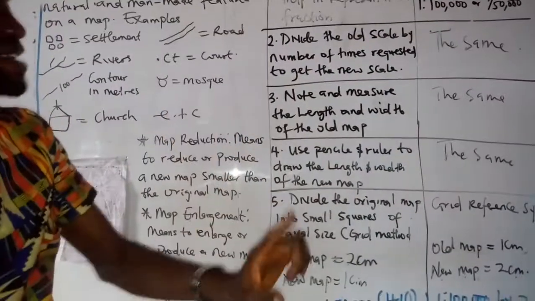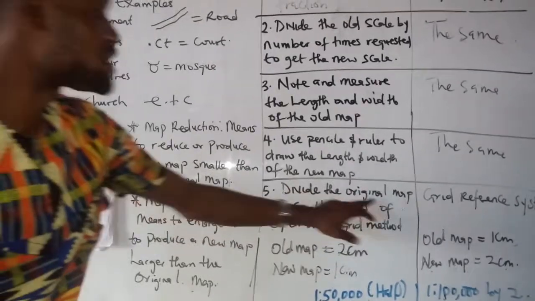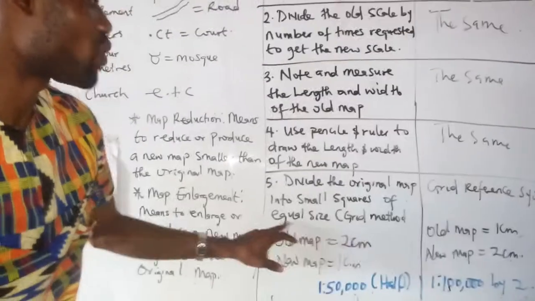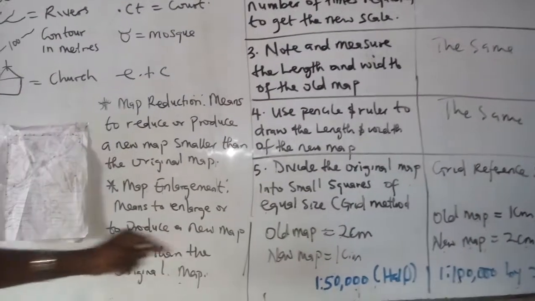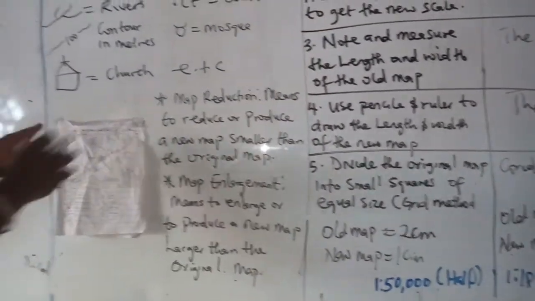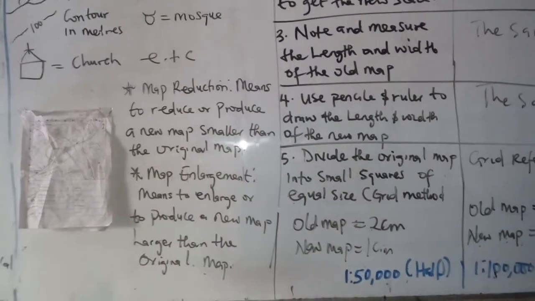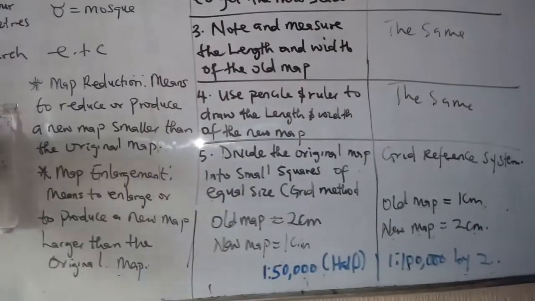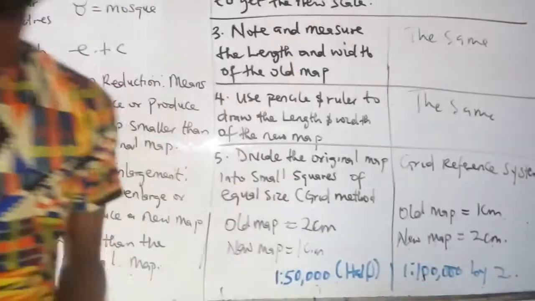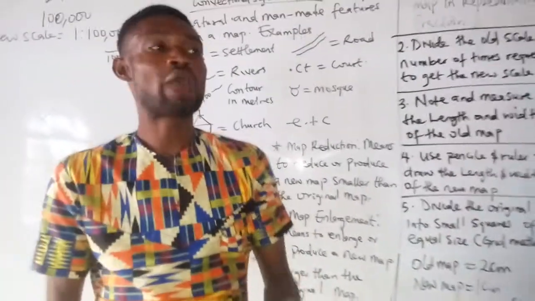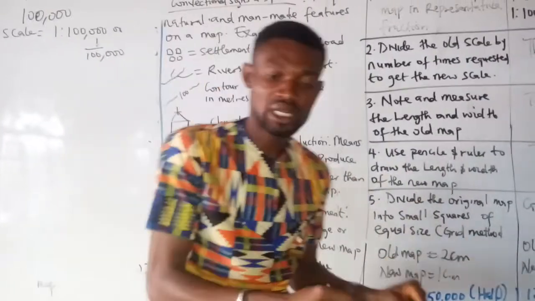Now where they have differences is step number 5, which says divide the original map into small squares of equal size. We call this grid reference. So next time when we are working on this one, if it is map reduction, you use 2 in the old map, while 1 in the new map. Then map enlargement, you use 1 in the old map, while 2 in the new map. So for the sake of time, next class we are going to enter into a practical work of this map reduction and map enlargement.